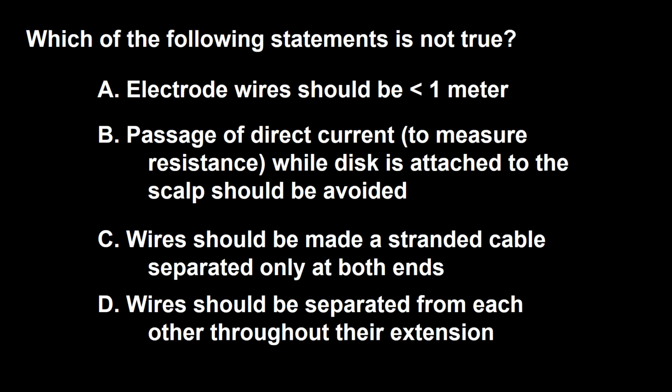All of the above. The next question is, which of the following statements is not true? A. Electrode wires should be less than 1 meter. B. Passage of direct current to measure resistance while the disc is attached to the scalp should be avoided. C. Wires should be made a strand cable separated only at both ends. D. Wires should be separated from each other throughout their extension.